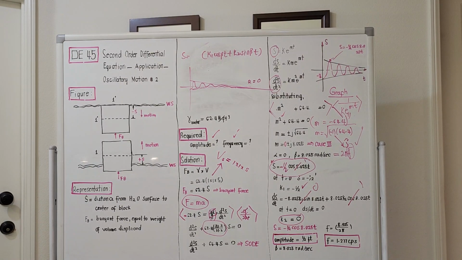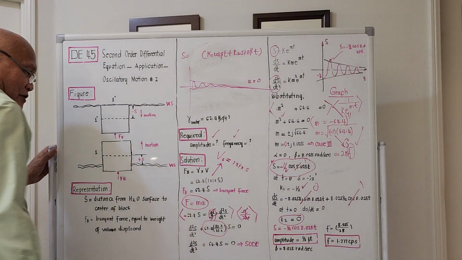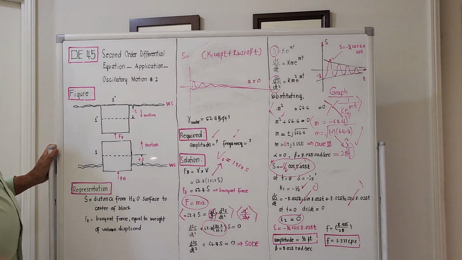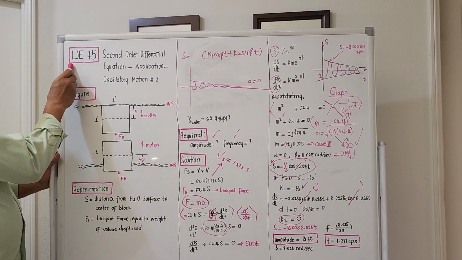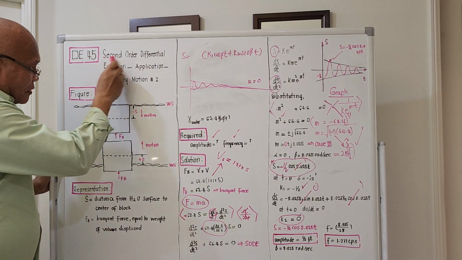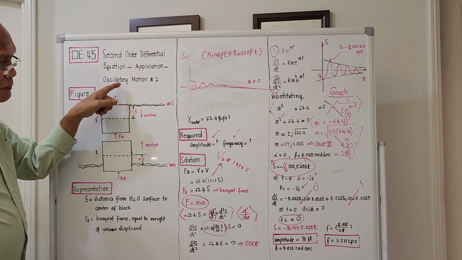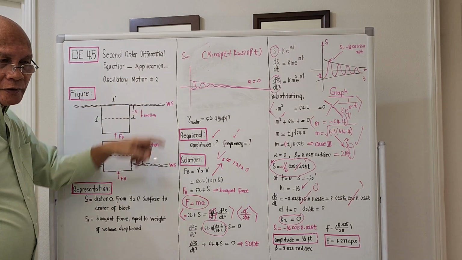Okay, that's it, guys. That's a second example of an oscillatory motion under second order differential equation. This is DE lesson number 45 under our main topic, second order differential equation application, oscillatory motion, example number 2.